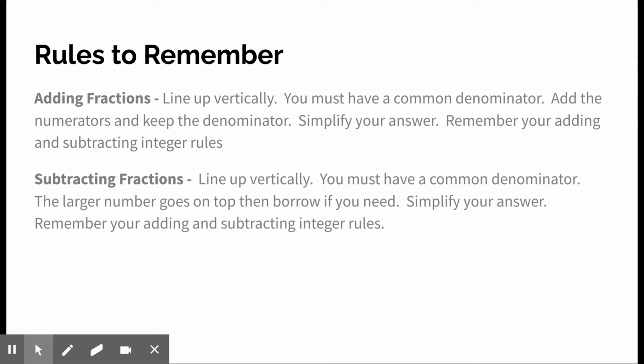Adding and subtracting fractions, you must line them up vertically. They must have a common denominator. Add the numerators across and simplify your answer. Remember, you're adding and subtracting integer rules. Remember, I keep saying that over and over again. Subtracting fractions, make sure that the larger number goes on top. When you take away the positive and the negative, the larger one goes on top. And then if you need to borrow, borrow.